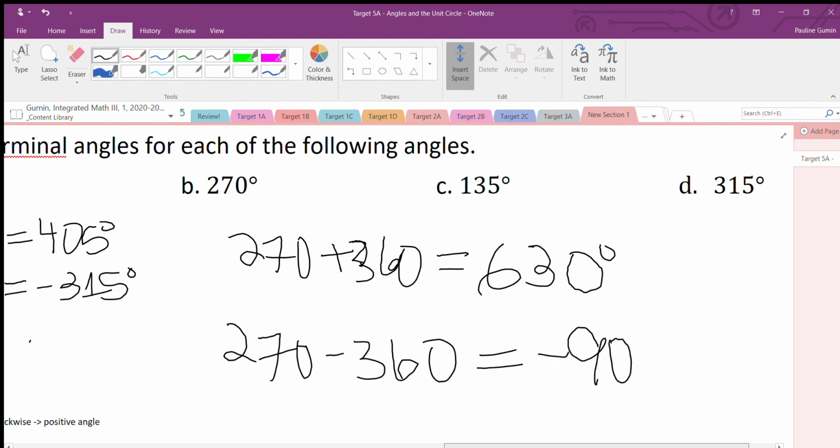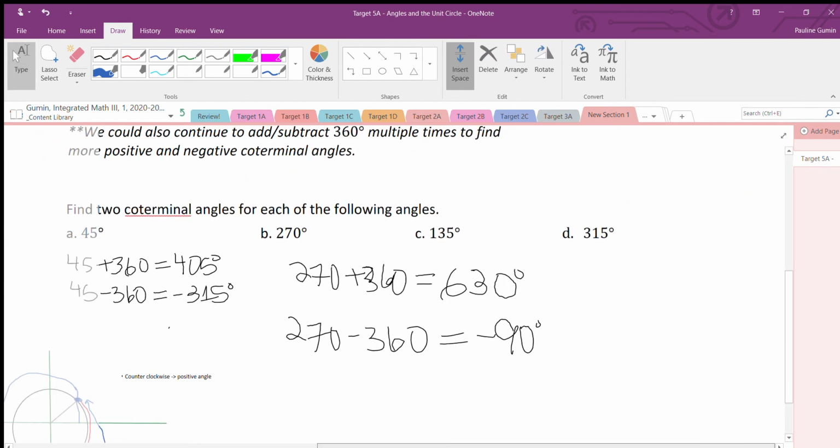Negative 90 degrees. There we go. All right. You have your two angles. It's okay that it's negative, remember? That just means we're going the opposite direction. And yeah, that's it that I want to make this video about.